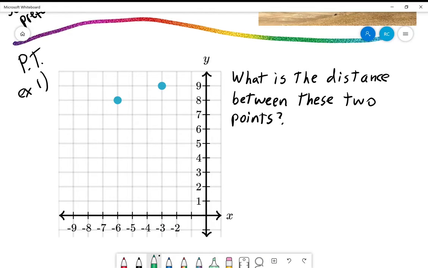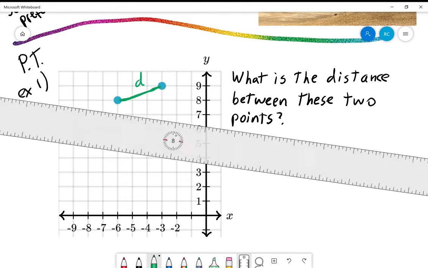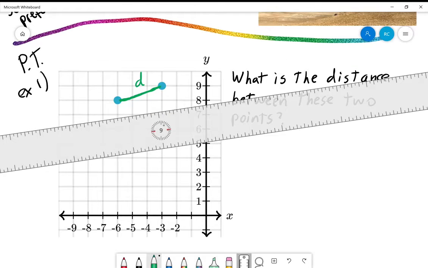So here's the first Pythagorean theorem example. We have 2 points, and we are to find the distance between these 2 points. So here is the distance we're looking for. I'm going to call it D for distance. Okay? Now at first it looks like there isn't anything we can do here. I suppose I could bust out a ruler, but I don't know what the scale is.